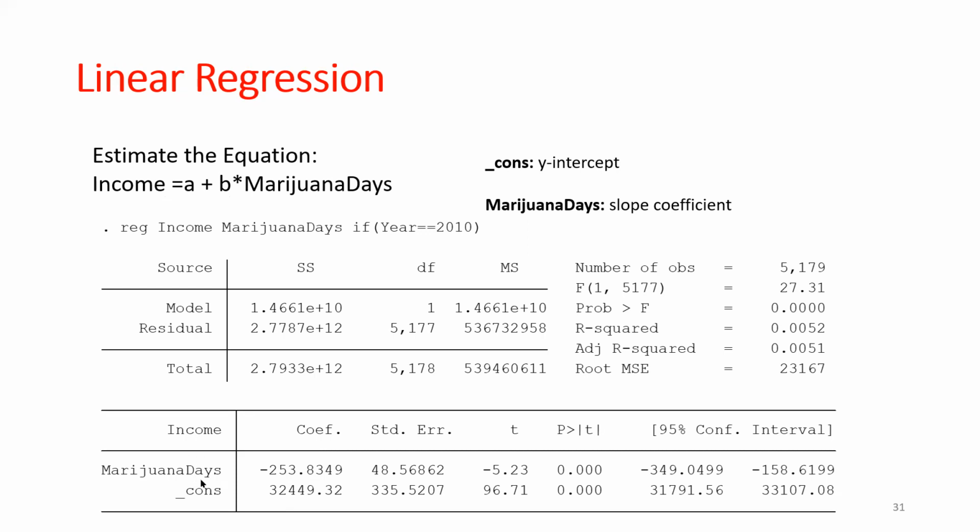For the intercept or the constant, the interpretation is always: if the x variable is equal to 0, the intercept or the constant is the predicted value of y. So in this case, if somebody used marijuana 0 days a month, well, 0 times any slope coefficient is 0. So when they use marijuana 0 days a month, the predicted income would be about $32,450.